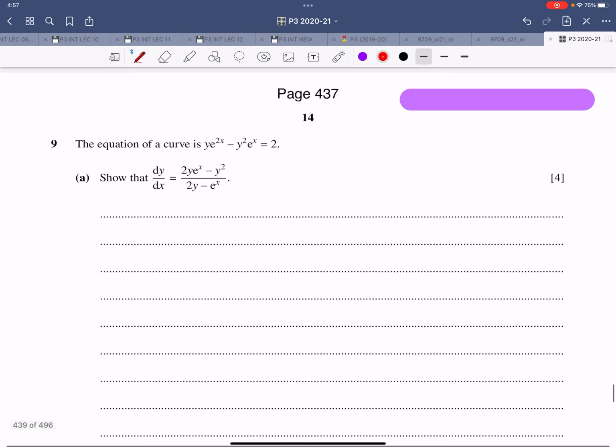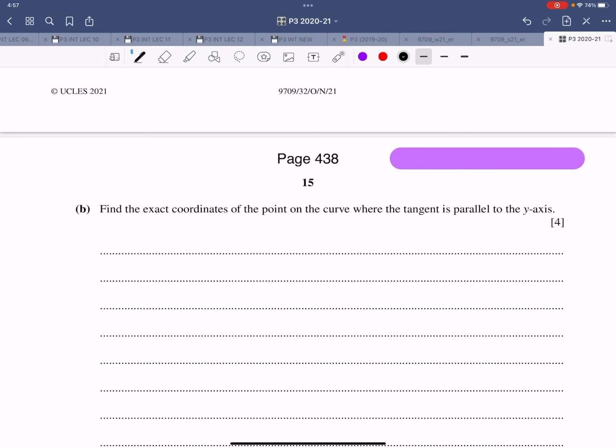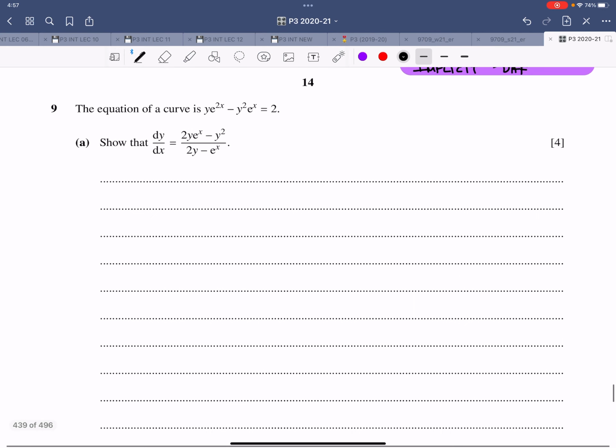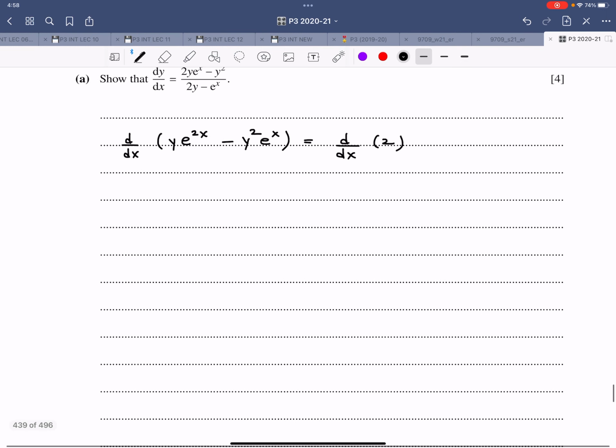Question number 9. Now, question number 9 is about implicit differentiation. The first part is implicit, the second part is an extension of implicit in which the tangent is parallel to the y-axis. Now, first things first, differentiate y e to the x minus y square e raised to the power of x. The derivative of 2. So this is product rule. This is y into 2e to the x. And this is e to the x, derivative of y is 1 dy by dx.